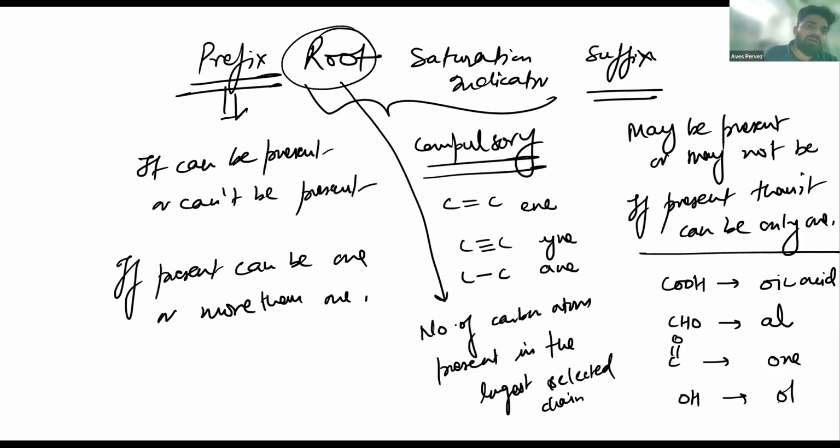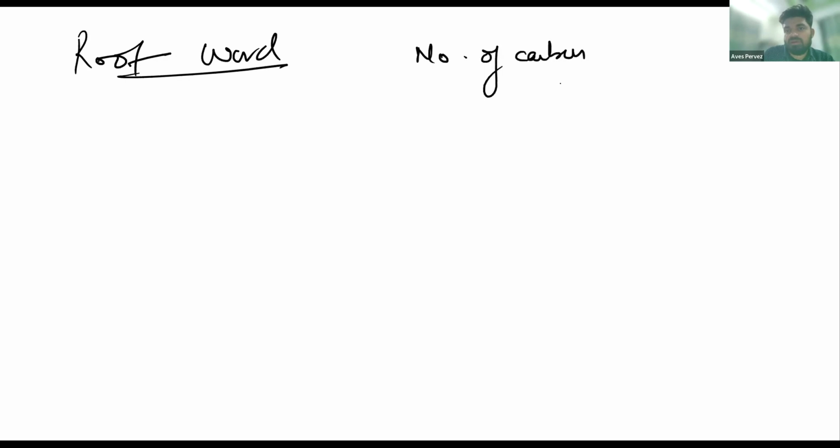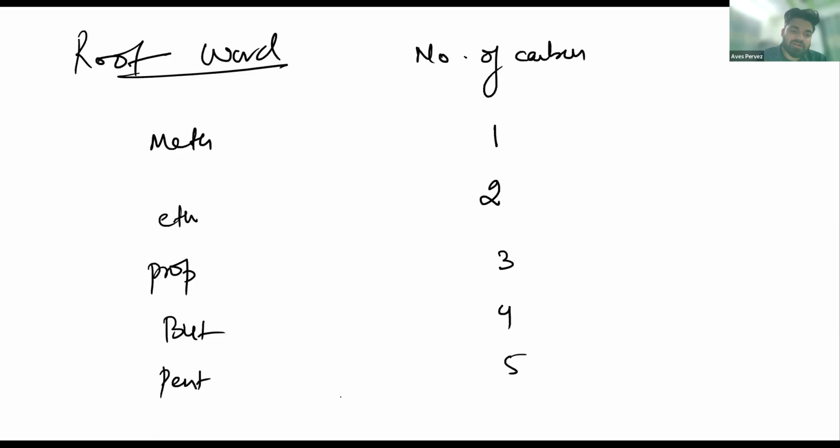Now talking about the root, the number of carbon. If we have one carbon, the root is meth. If we have two carbons in the longest carbon chain, it is eth. If we have three carbons, we use prop. Four carbons, we use but. Five carbons, pent. Six carbons, hex.